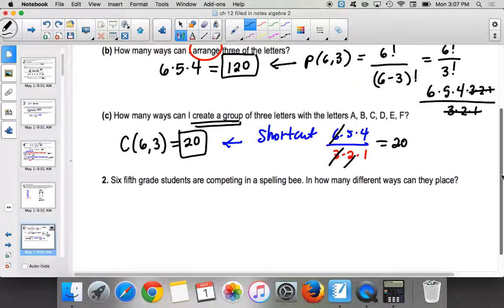All right, so 6 5th grade students are competing in a spelling bee. In how many different ways can they place? What's the key word here? Place. Does the order matter? 6 is a key word too, I guess. Does the order matter? Yeah. I'm going to be really mad if I'm in 5th grade and I win the spelling bee and they give me the 6th place ribbon. I'm like, I won that spelling bee. Give me my right ribbon. I got first. So it matters. So we have 6 times 5 times 4 times 3 times 2 times 1. So again, that's the same as P 6, 6. 6 people, 6 places, we get 720.